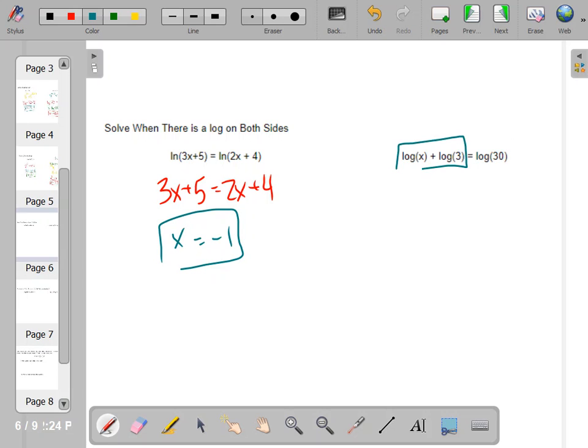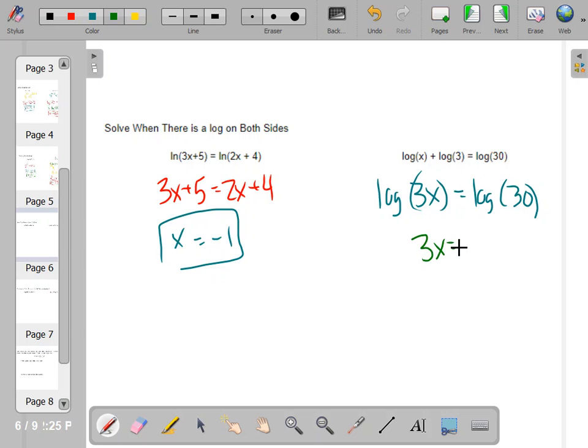This guy is a little tougher. You see how there's 2 logs on the left? You need to condense that first, and addition condenses into multiplication. So the log of 3x equals the log of 30. Now it's like this, where you can say, well then 3x has to be 30, which means x has to be 10. And that's your answer. So the log of 10, which is 1, plus the log of 3 will end up being the log of 30.